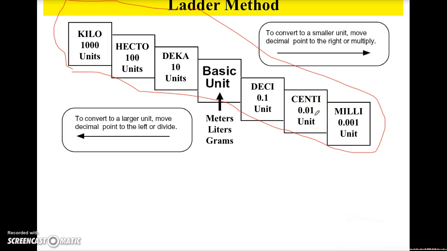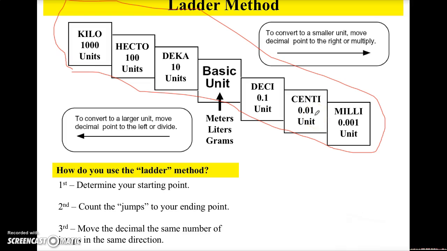So we're going to be using something called the ladder method. And the ladder method is very simple. You're always going to start with your starting point. Then you're going to count the number of jumps to your ending point. And you're going to move the decimal the same number of jumps in that direction. So let's look at an example.